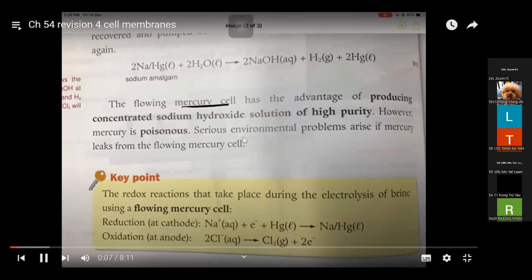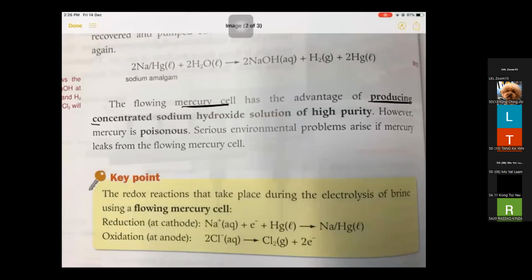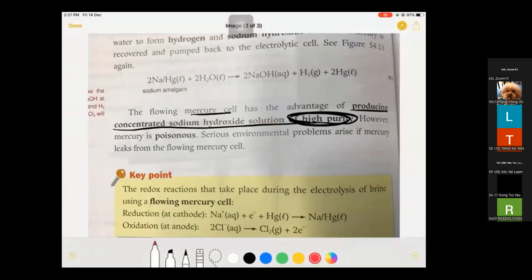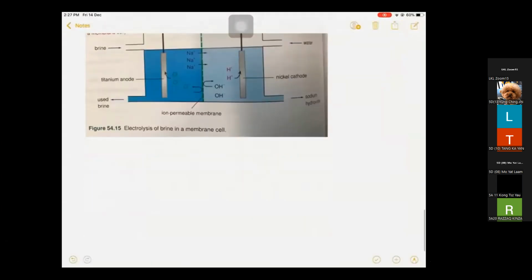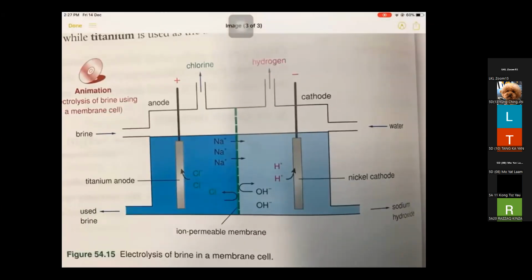Using the flowing mercury cell has the advantage of producing concentrated sodium hydroxide of high purity. However, there is a drawback, which is that mercury is poisonous. Because mercury is poisonous, we have to talk about another setup for producing hydrogen and chlorine, but this process does not involve the use of toxic mercury. Turn to page 22, electrolysis of brine solution using a cell membrane.